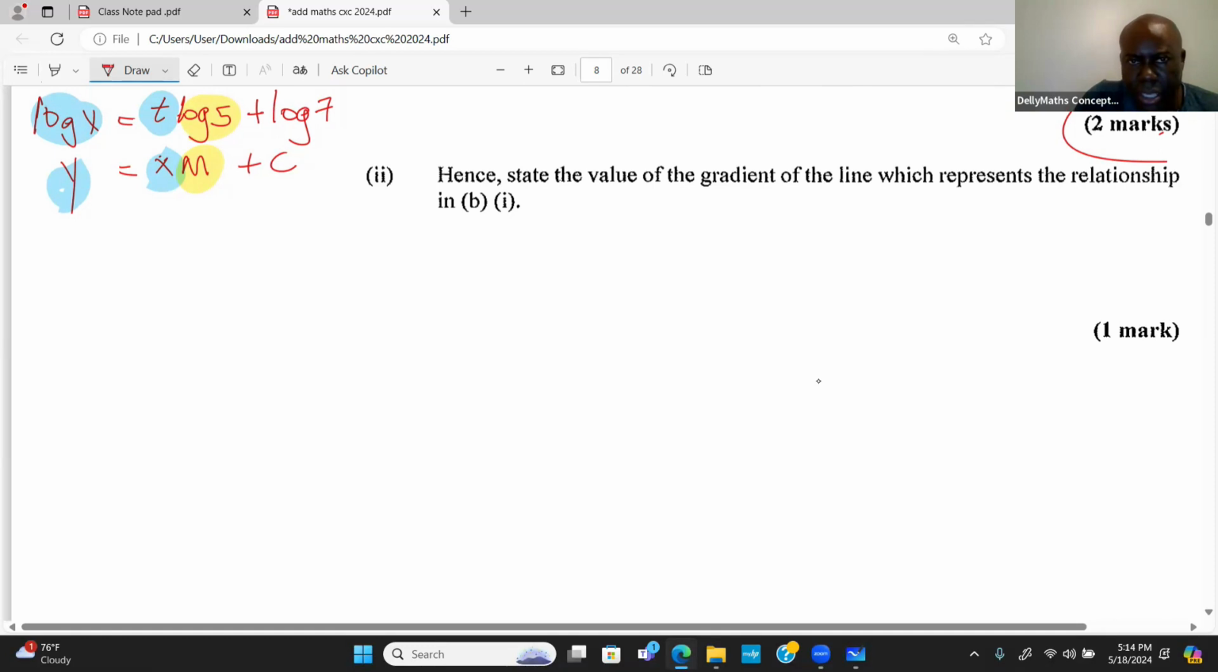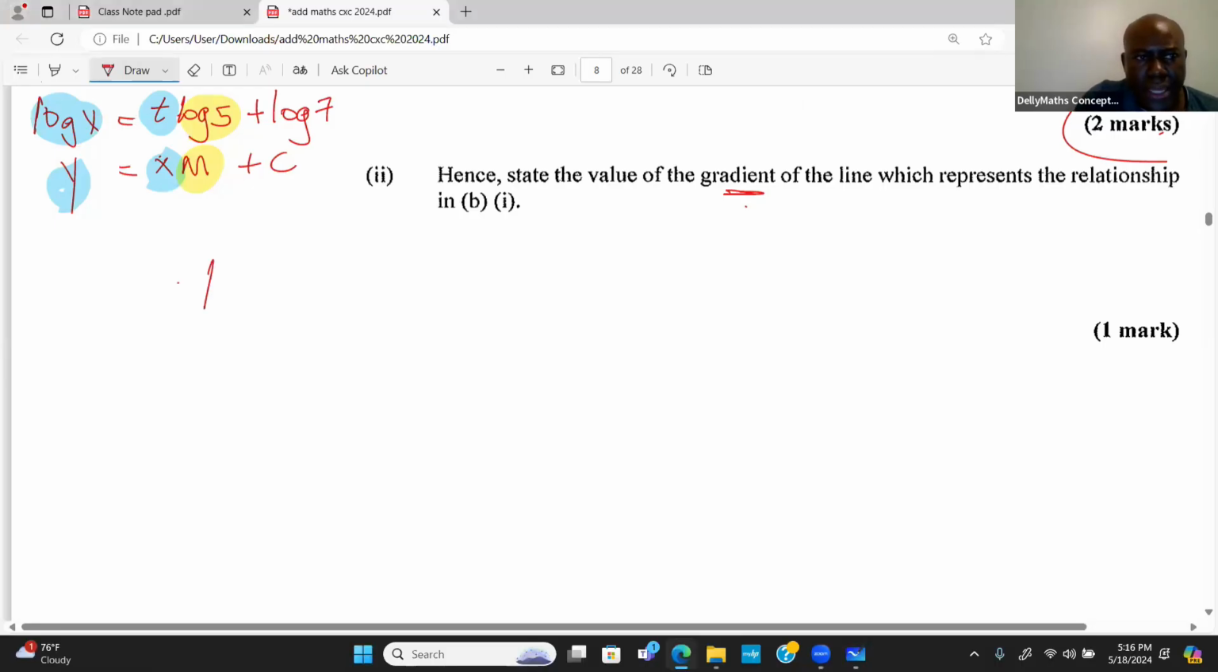Hence, let me see what they're saying. Hence, state the value of the gradient of the line which represents the relationship. Okay, so I want to state the value of the gradient of the line that represents the relationship.